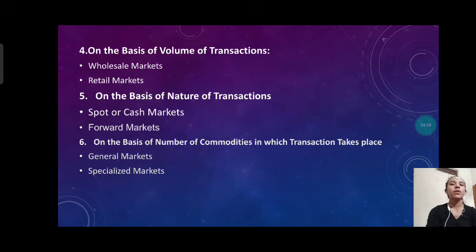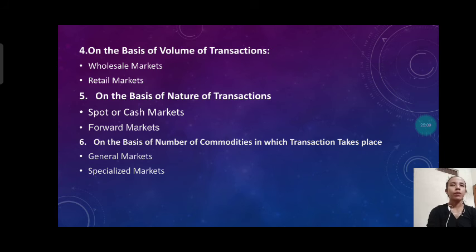The fifth classification is on the basis of nature of transaction. It includes spot or cash markets, and the second is forward market. The spot or cash market is a market in which goods are exchanged for money immediately after the sale. The second is forward market. Forward market is a market in which the purchase and sale of a commodity takes place at one time, but the exchange of the commodity takes place on a specified date in the future.